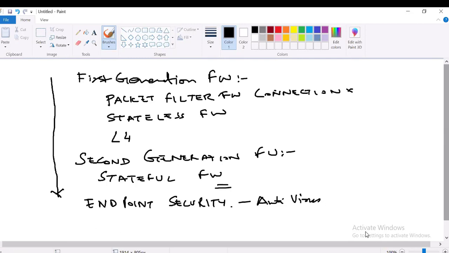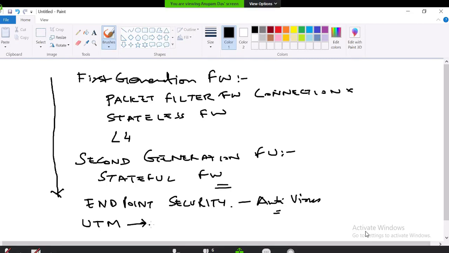After that, what happened? This endpoint security was there to maintain your host and second generation firewall for your LAN. Now, what happened after this? So we came up with a new technology called UTM, that is known as Unified Threat Management. This solution brought together a series of security services integrated on a single platform.